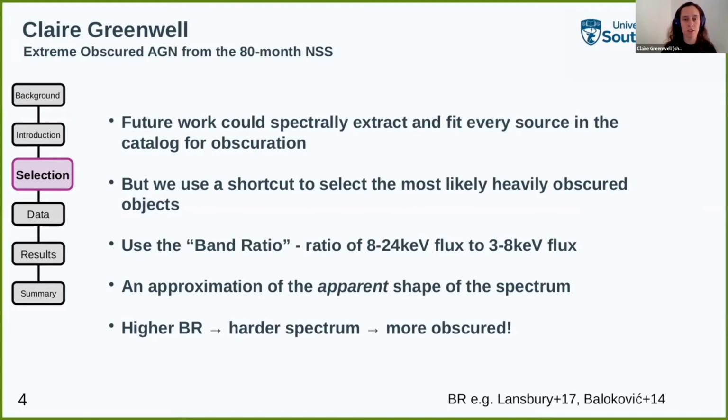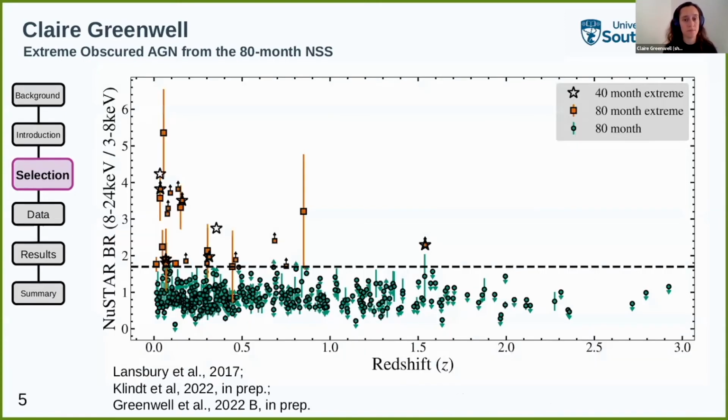Recalling the shape of that obscured spectra, this uses the ratio of the hard, the 8 to 24 keV flux, and the soft, the 3 to 8 keV flux, to give you an approximation of the apparent shape of the spectrum, which is, of course, a bit easier to do without fully extracting every source, and is in fact done in the catalogue already. So yes, a higher band ratio gives you a harder spectrum, meaning it's more likely you're looking at an obscured source. So here we see all the objects from the 80-month catalogue that have redshifts.